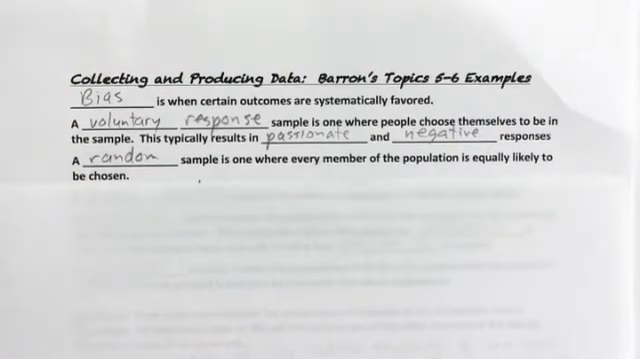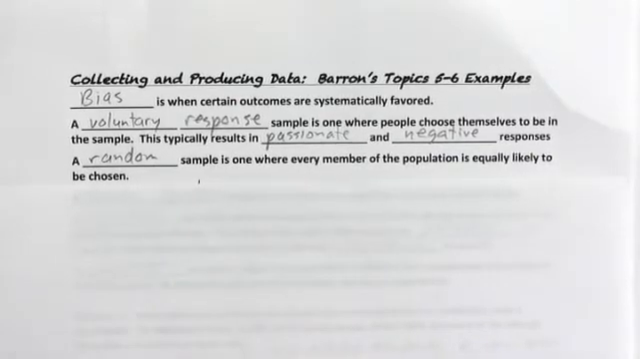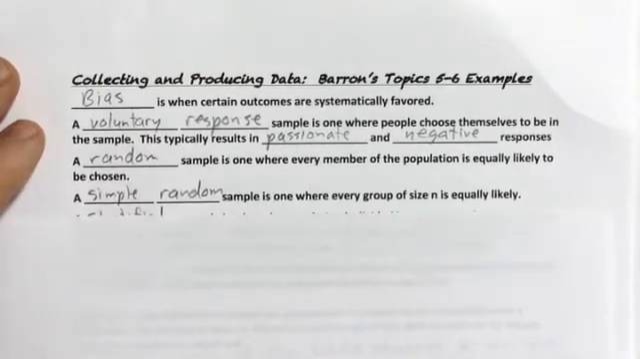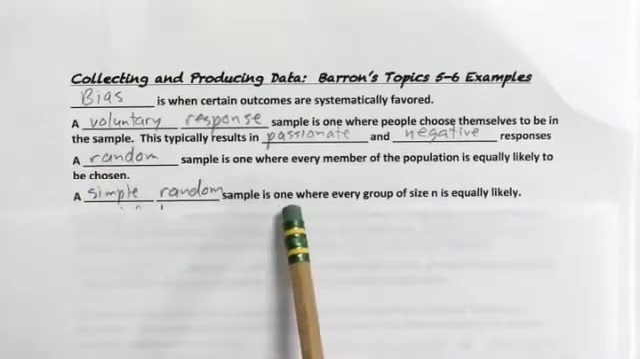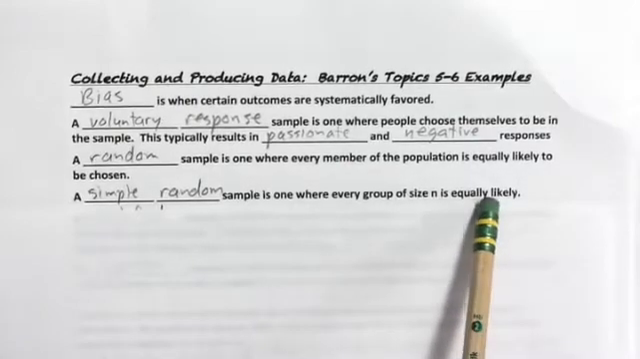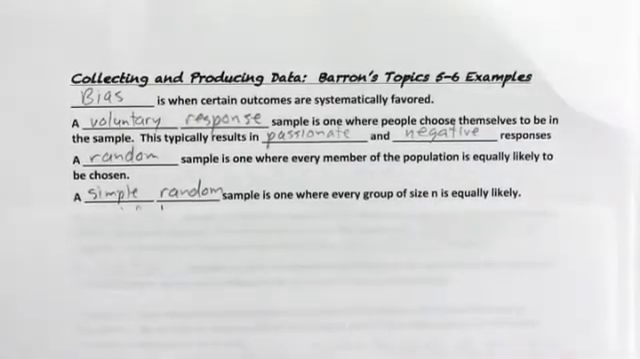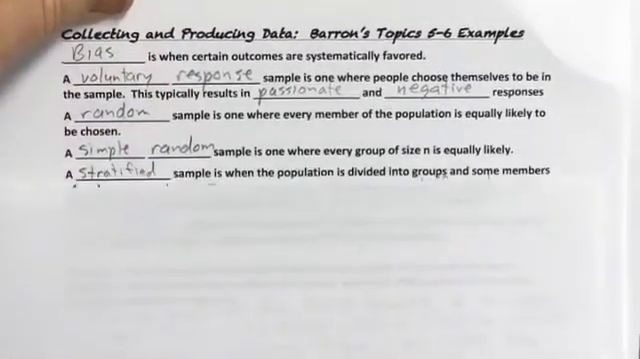Random sample means that every member of the population is equally likely to be chosen. There's different ways of doing that. That's what a random sample means. Now, a simple random sample means you've had no grouping, no stratifying, and its specific definition is a sample where every group of size n is equally likely. n is your sample size. So simple random sample basically means that you've had no grouping or stratifying going on.